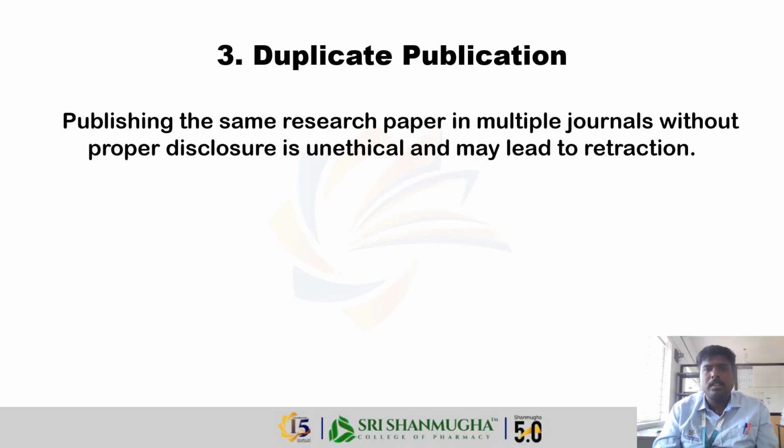Another reason is duplicate publication. Duplicate publication means publishing the same research paper in multiple journals without proper disclosure, which is unethical and may lead to retraction. If you are doing research work, you publish your data in only one journal. If you publish the same data in more than one journal, it is called duplicate publication. These are unethical practices. It may lead to the retraction of your paper.